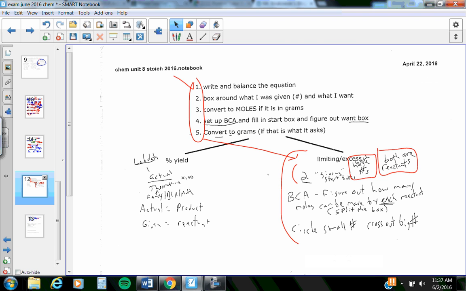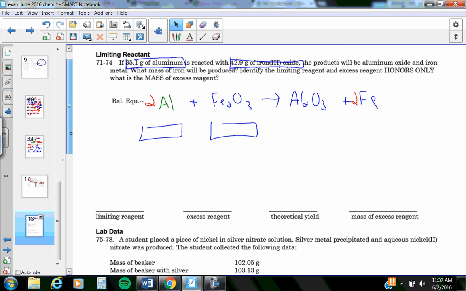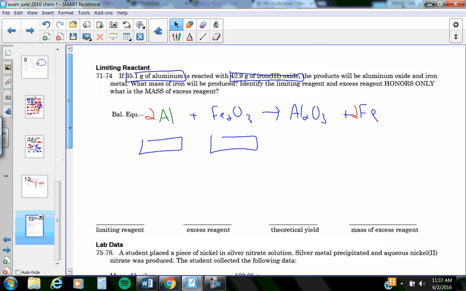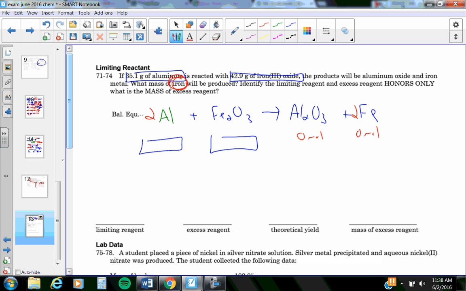Step 1, balanced reaction. Step 2, boxes around what I was given and what I want to know. What do I want to know? I forgot to read that part. Let me go back. It's going to ask me what mass of iron will be produced. So even though it's going to make aluminum oxide, I don't care about that. I'm going to start with 0 moles of that. This is going to be what I want to know. This is a given. This is a given. This is what I want to know over here.